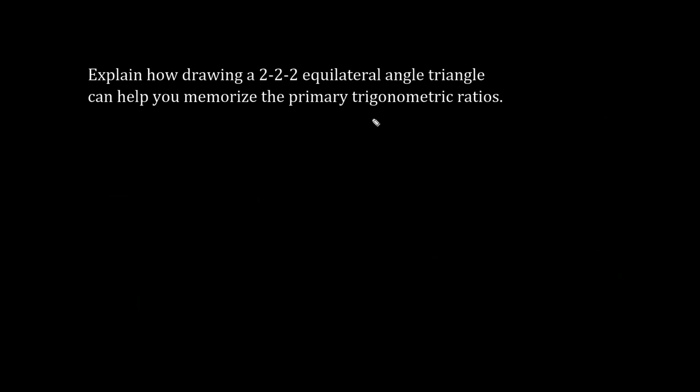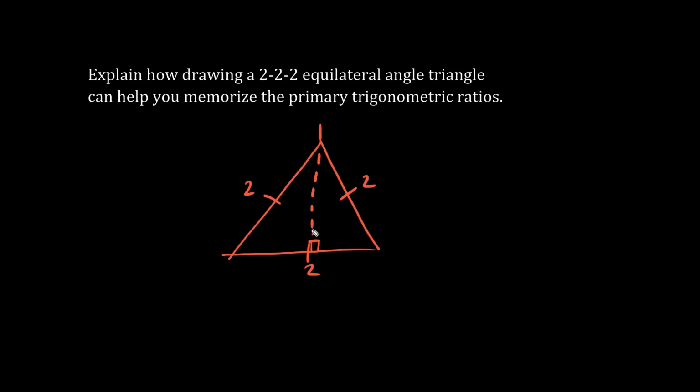Let's memorize the primary trig ratios by drawing a triangle, particularly an equilateral triangle that happens to be 2, 2, 2. So let's chop this triangle in half. What is half of 2? We have 1. So focusing on the right part here, we see this triangle is very special. We have 1, 2, and we have an unknown height x.